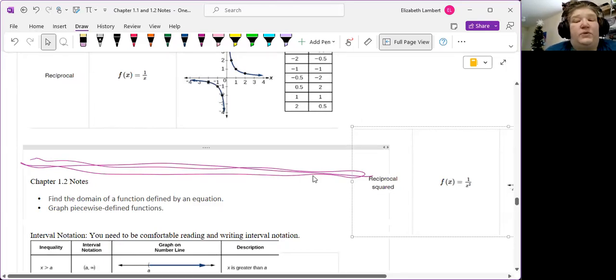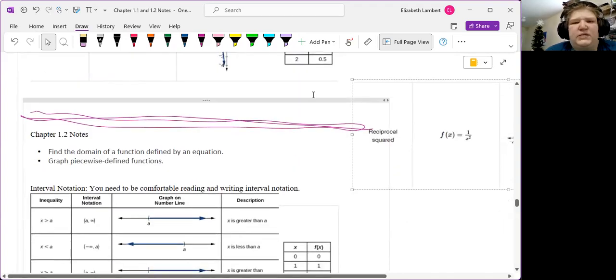All right, got that one there, and then we'll come back for 1.2 once I fix my screen.